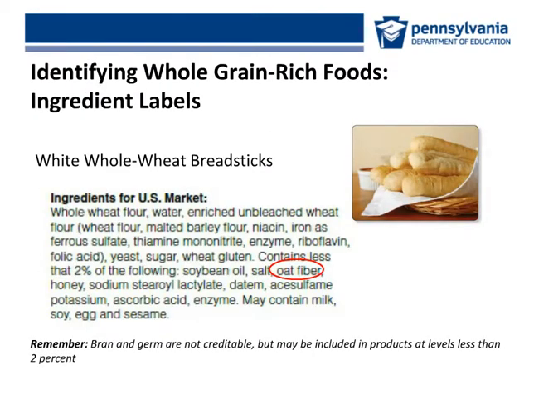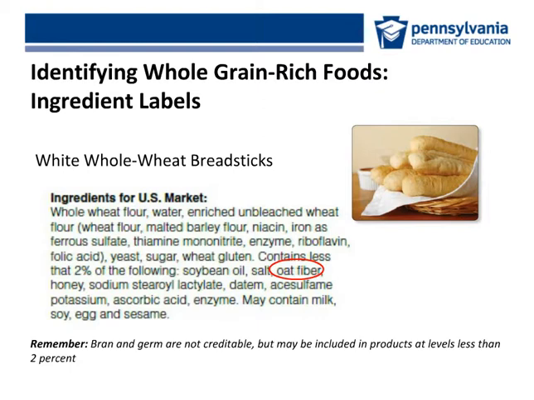Okay, so now we're going to walk through some examples together. In this example, which is white whole wheat breadsticks, you can see from the ingredients that whole wheat flour is the first ingredient, and the remaining flour is enriched, which meets our whole grain rich criteria.